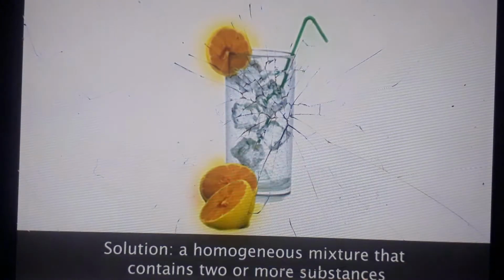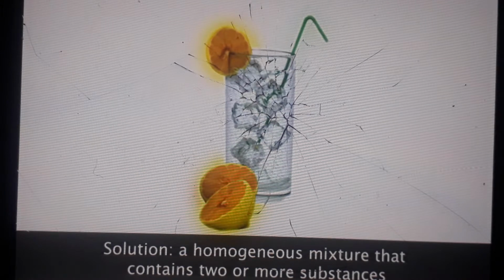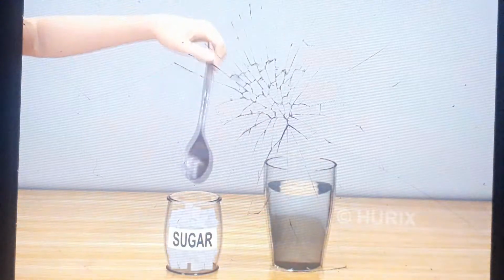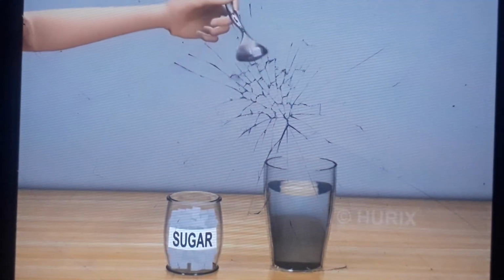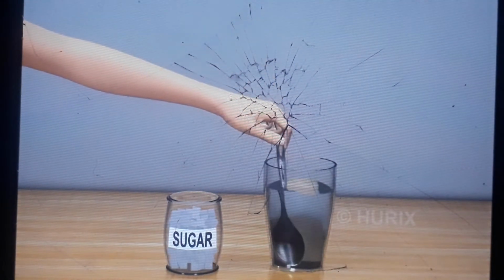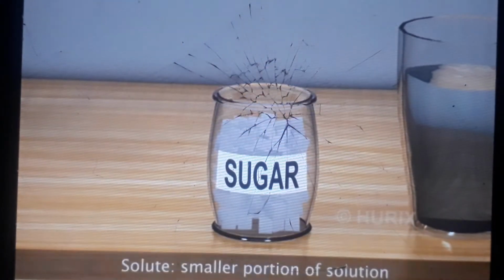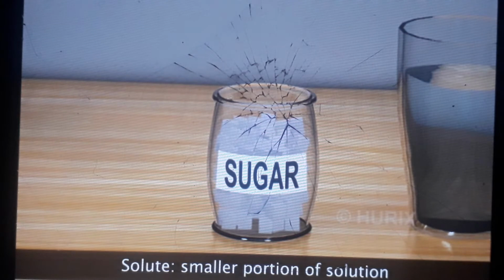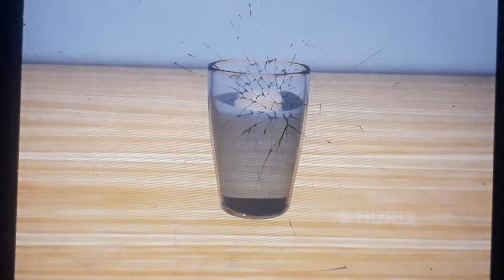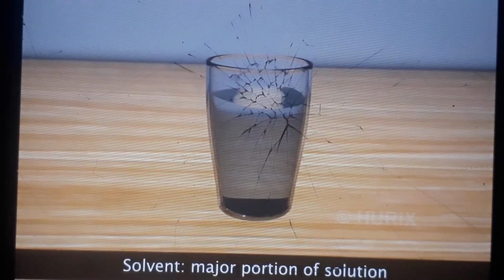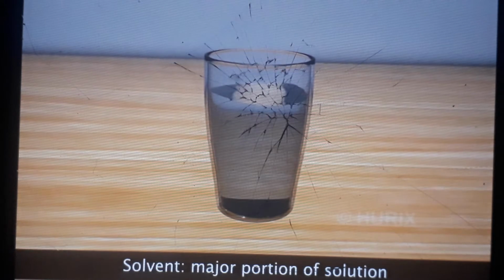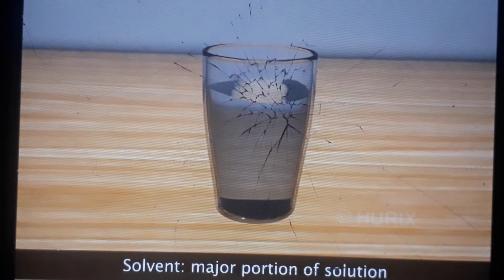A solution is a homogeneous mixture that contains two or more substances. We can dissolve a small amount of solid substance in a substantial amount of liquid. The dissolved matter in a solution is called the solute. It forms the smaller part of the solution. The substance which dissolves the solute is the solvent. It forms the major part of the solution.